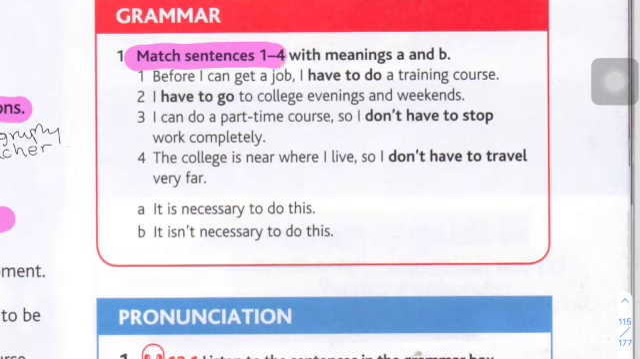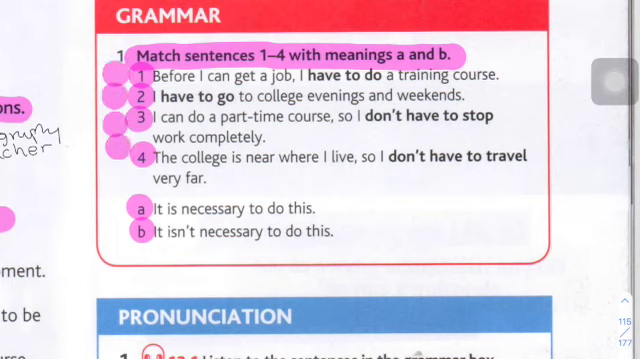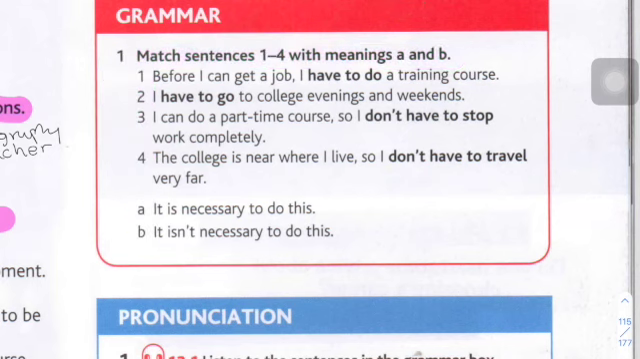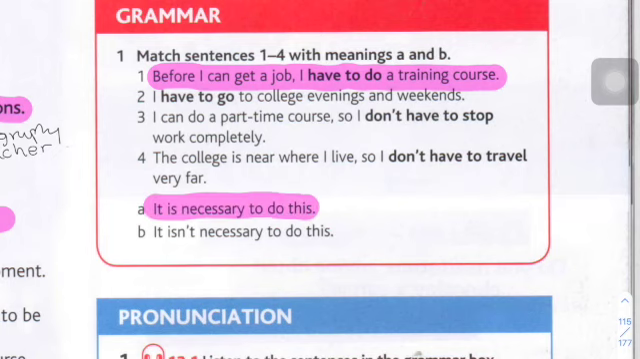Match sentences 1 to 4 with the meanings A and B. So here we have 4 sentences and here we have the meanings. So we're going to write A or B. Okay, so let's check it out. It says, before I can get a job, I have to do a training course. Is it necessary to do this? Or it isn't necessary to do this? Have to do, so it is necessary to do this. We're going to write A.